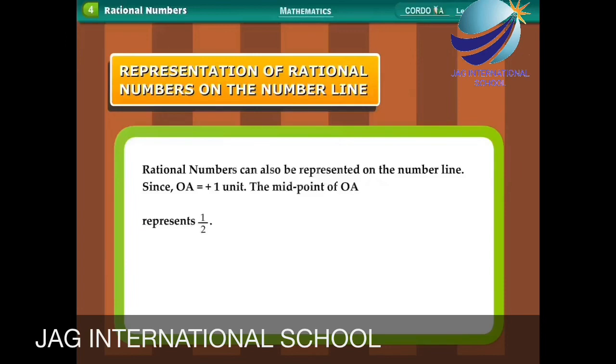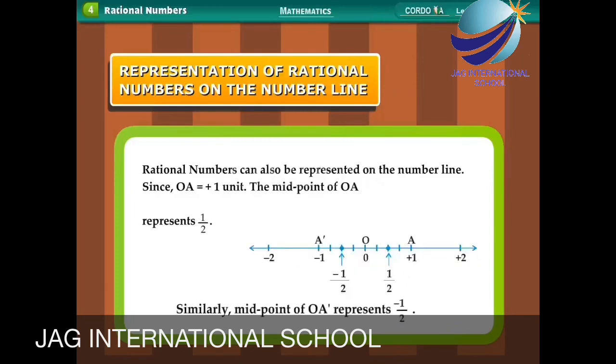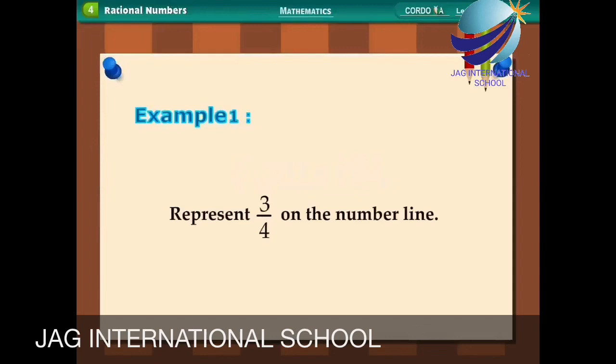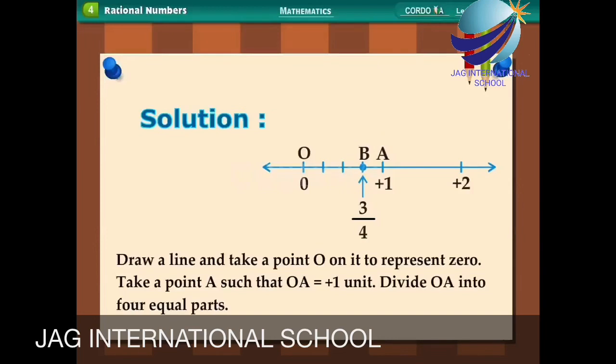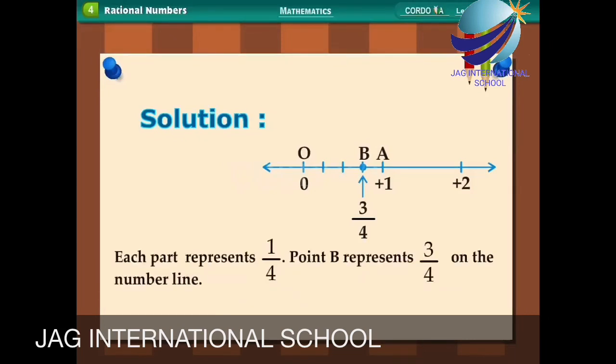Rational numbers can also be represented on the number line. Since OA is equal to +1 unit, the midpoint of OA represents half or 1 upon 2. Similarly, midpoint of OA dash represents -1 upon 2. Example 1. Represent 3 upon 4 on the number line. Solution. Draw a line and take a point O on it to represent 0. Take a point A such that OA is equal to +1 unit. Divide OA into 4 equal parts. Each part represents 1 upon 4. Point B represents 3 upon 4 on the number line.